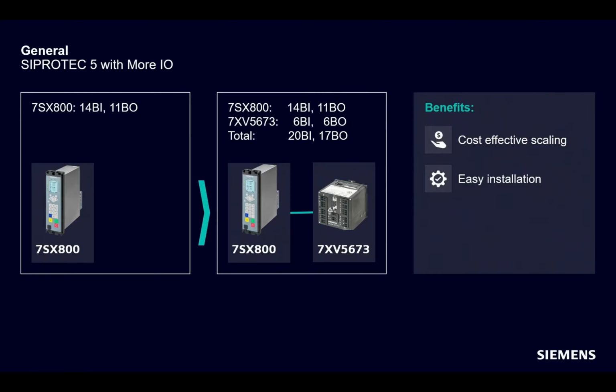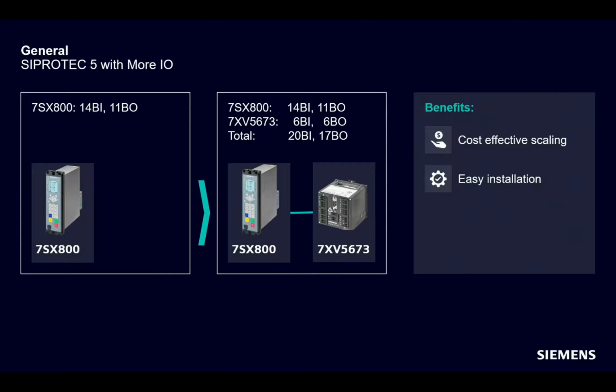Imagine a scenario where you need more digital inputs. The reason could be that your application might need more signals, interlocks, or annunciation options. Or sometimes it is possible that your application evolves by time and you might have ended up with a limited I/O configuration of SIPROTEC 5 Compact Class device.